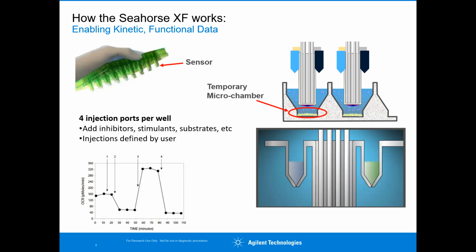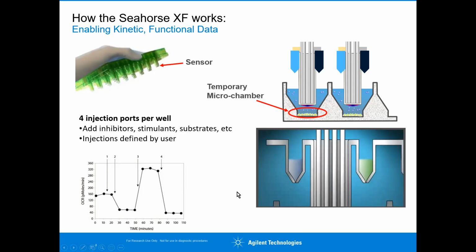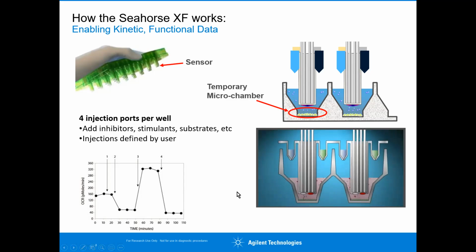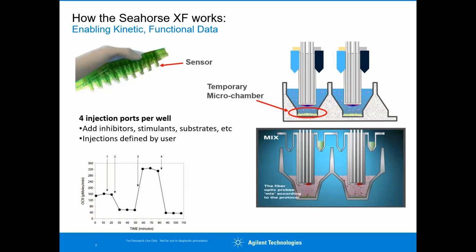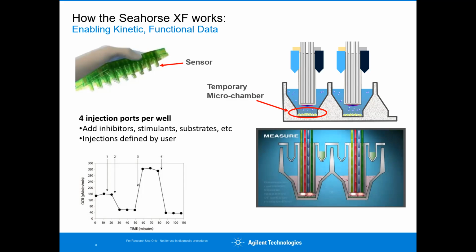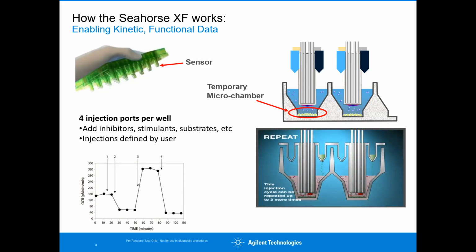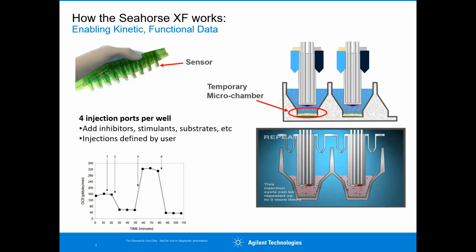Some really clever engineering provides a dynamic readout of what the cells are doing over time. And let's see if the video will play here. So by lowering the sensor into the well, a temporary microchamber is created where the measurements take place every few seconds, with 3 minutes on and 3 minutes off. This is programmable, but it's preset with our assays. So the sensor only touches the media, not the cells. And this results in a very fast and highly sensitive readout of how your cells are behaving metabolically in real time.